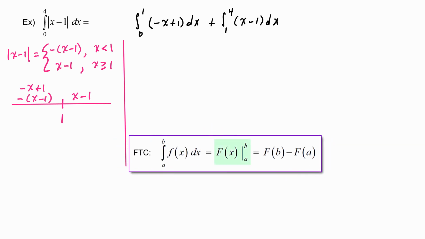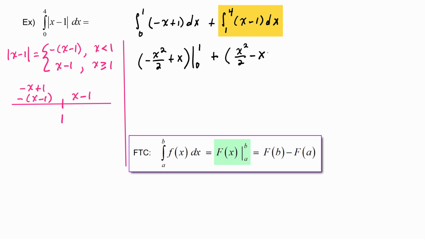Now we will apply the fundamental theorem of calculus to each of these two pieces separately. So for this first integral, we would get negative x squared over 2 plus x, and we have to evaluate that from 0 to 1, plus from this second integral, we would get x squared over 2 minus x, and we have to evaluate that from 1 to 4.